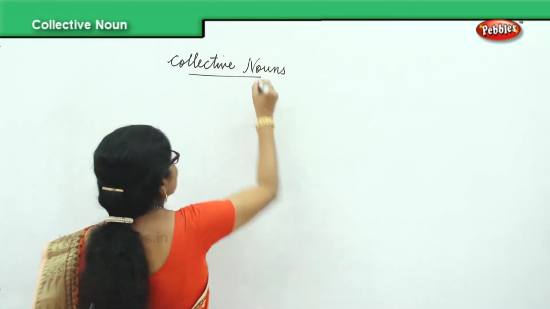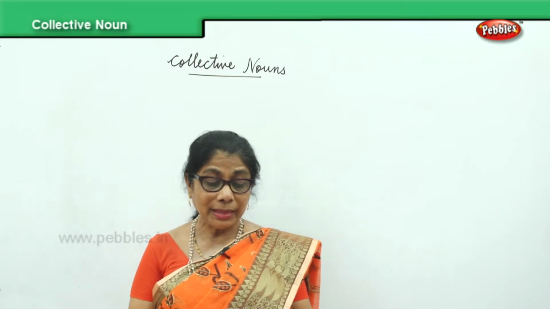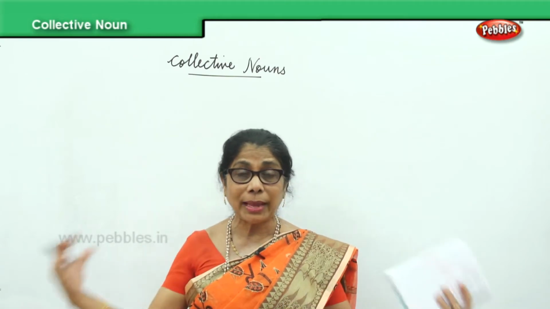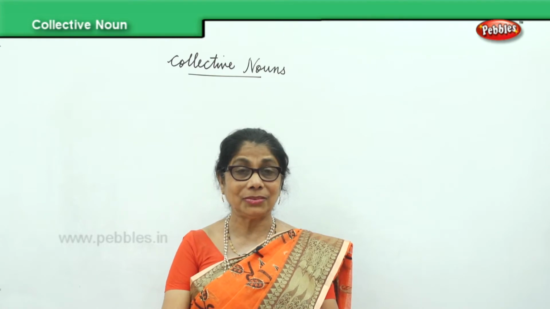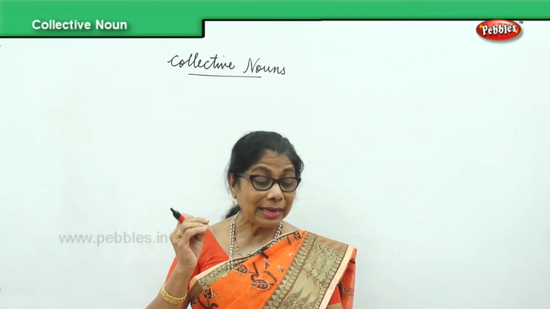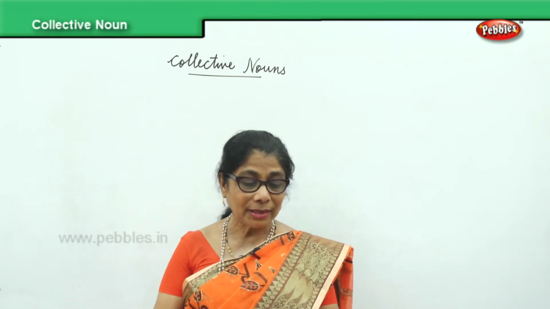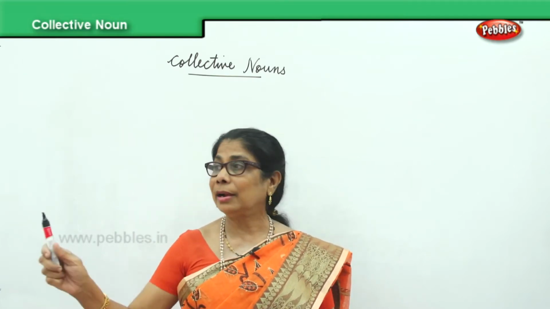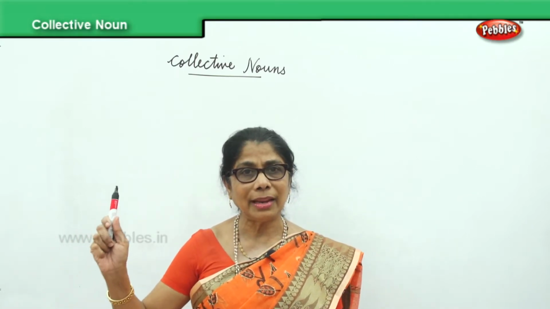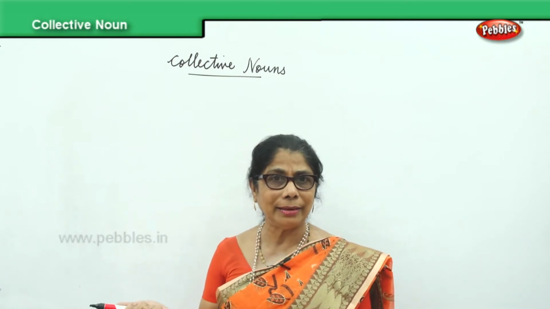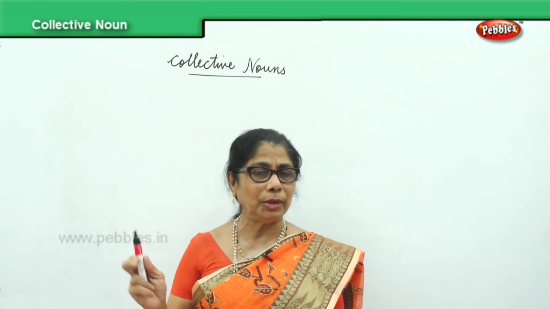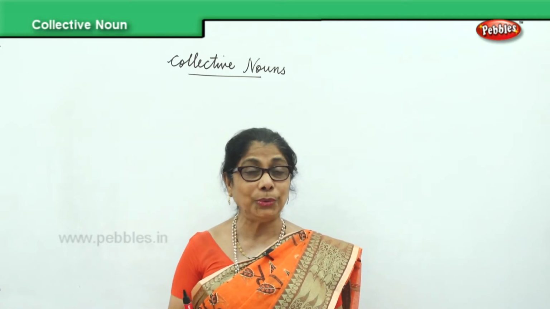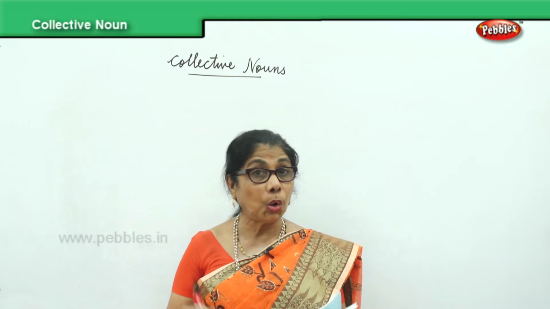Now, what are collective nouns? A collective noun is a name given to a collection of persons or things taken together, spoken as a whole. So when you see a group of lions, you will say it's a pride of lions. It is the name given as a whole to that particular group. So we have a whole lot of collective nouns for various things, persons, animals, birds, and that's what we are going to do. It's very interesting, but we need to have a whole lot of practice.